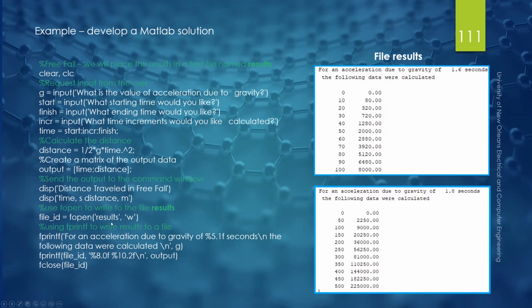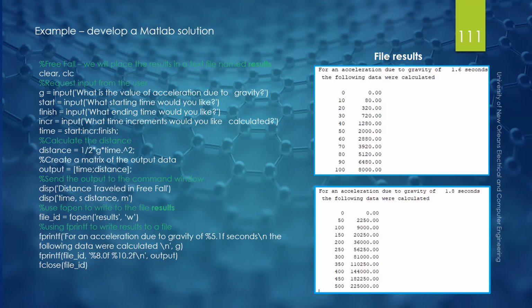Okay, we call that results, and we're going to identify that file with this variable name file_ID. Now we're going to use fprintf to write results to the file that we just opened. We open that file. The file is open, ready to be written to.